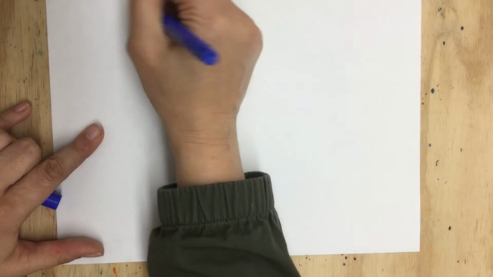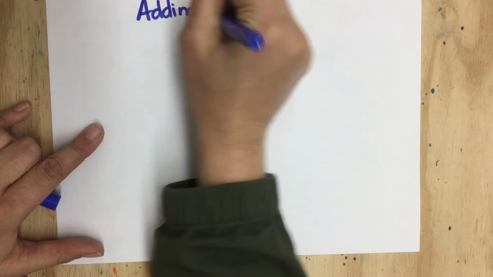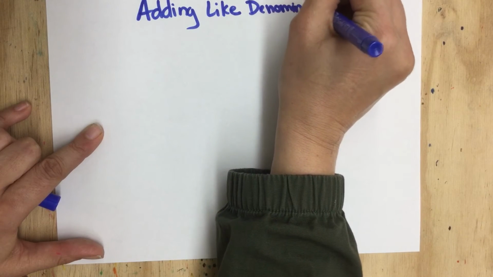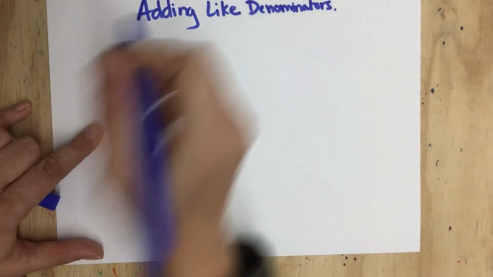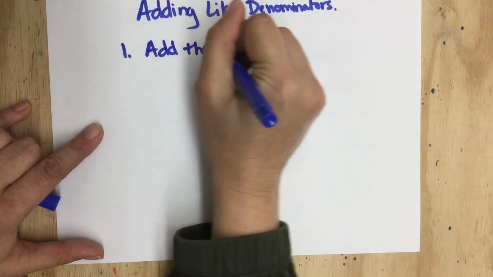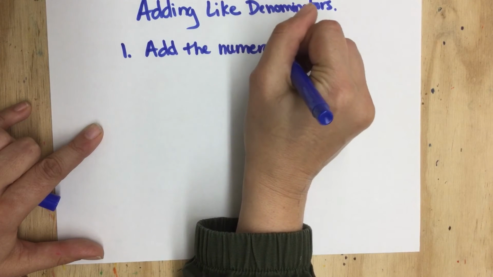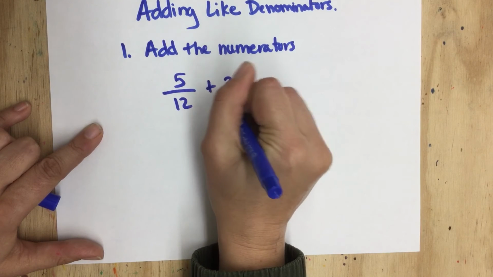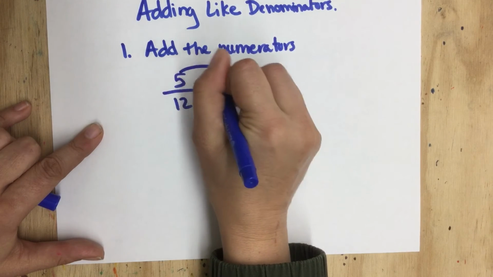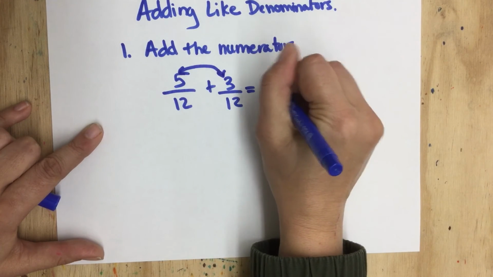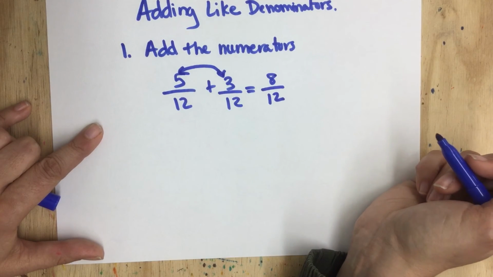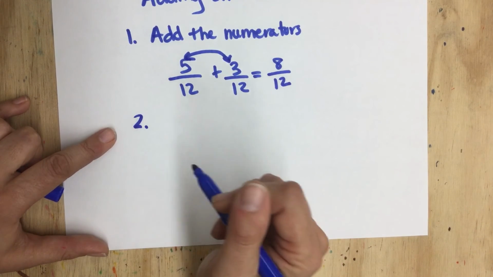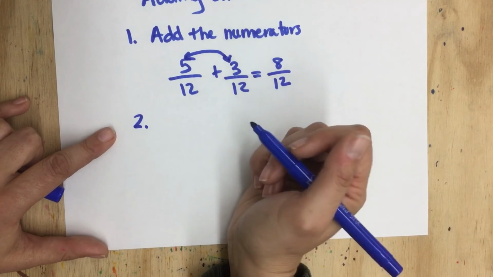So if I was to write some steps down for adding like denominators, I would say 1, add the numerators. So 5/12 plus 3/12. I'm just going to go ahead and add these two right here, and that makes 8/12. And then if you need to, in some circumstances, you might have to take an improper fraction to a mixed number. In that case, it would be something like this.